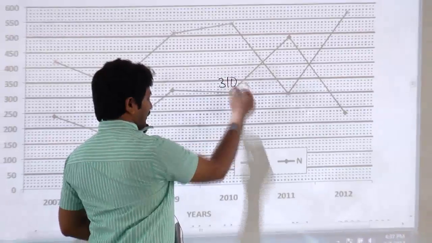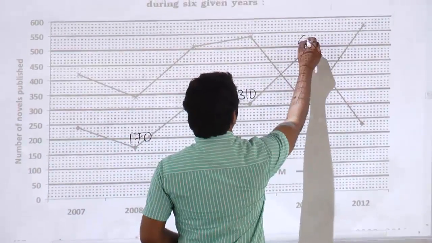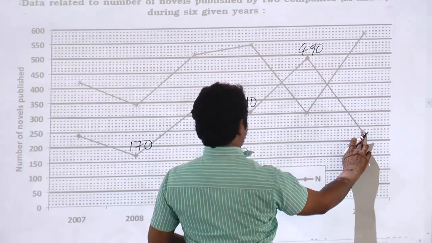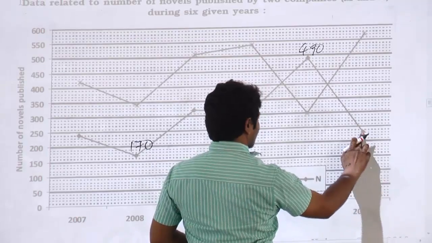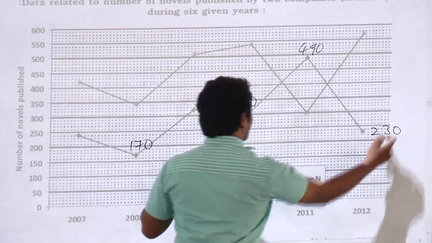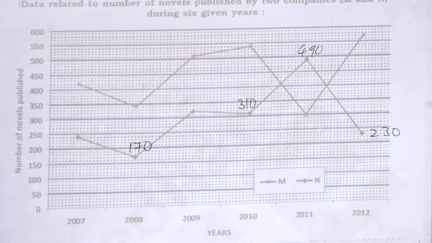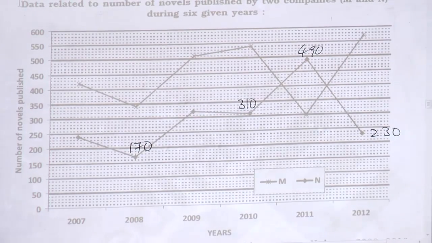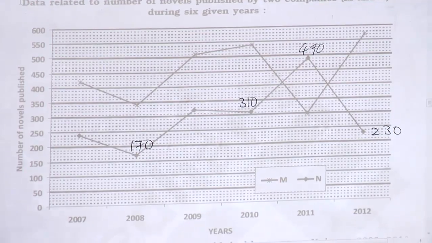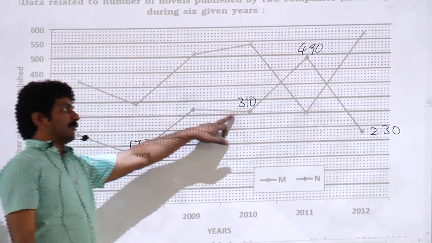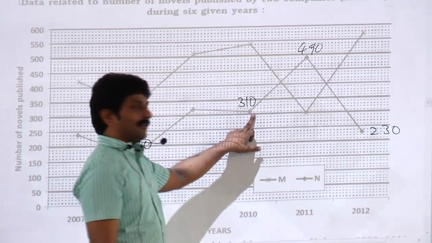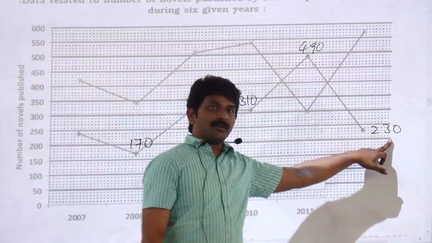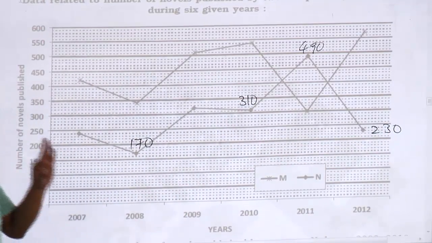170. And 2010? 310. Next? 490. Next? 230, right. Correct. Asked about average. One thing is you can go for a benchmark or you can directly add numbers. 100, 400, 800, 1000. Perfect. Keep it aside. 90, 10, 100, 200, 1200. By 4, 300.